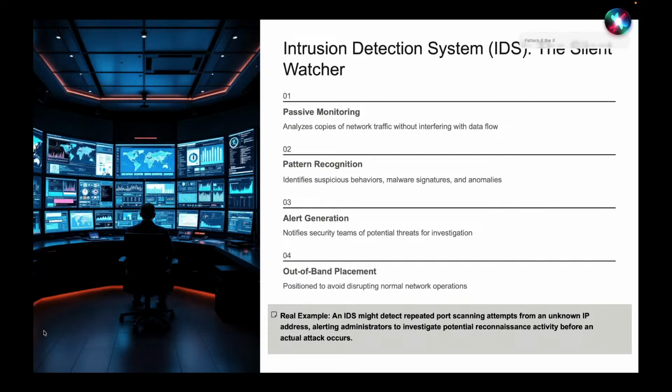The second one is pattern recognition. If something is getting in, the intrusion detection system will find it.